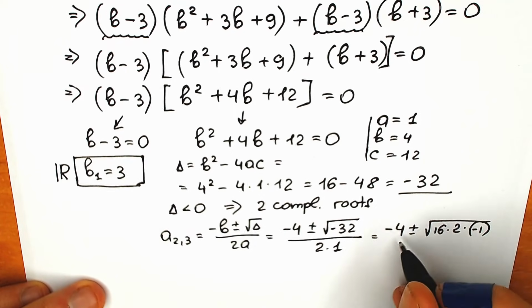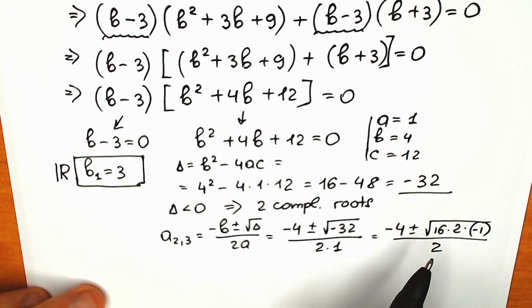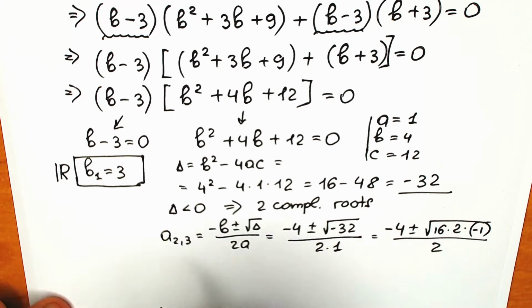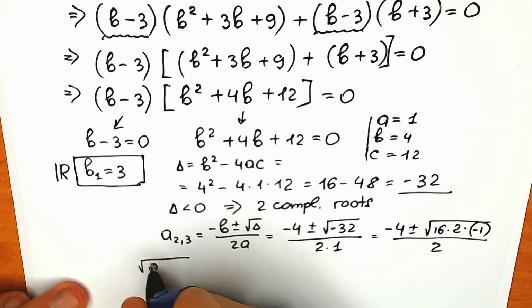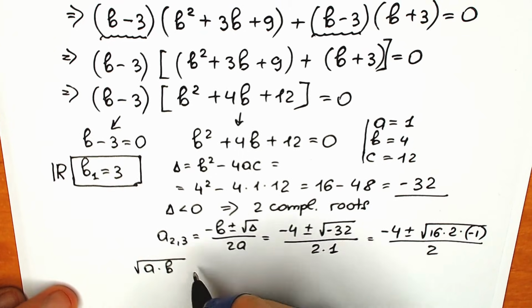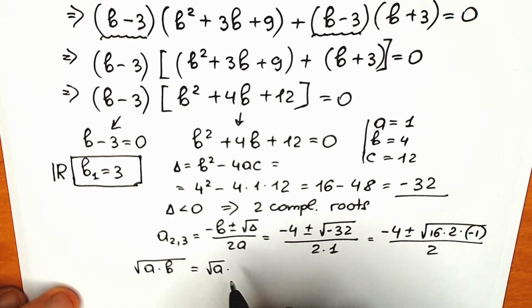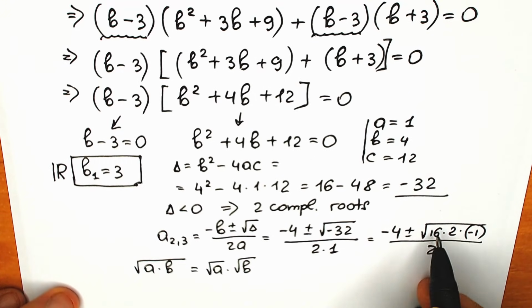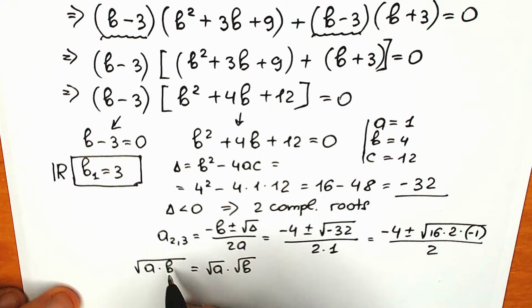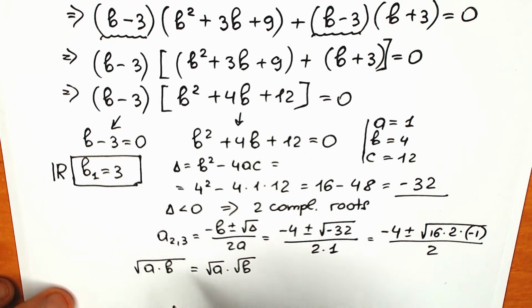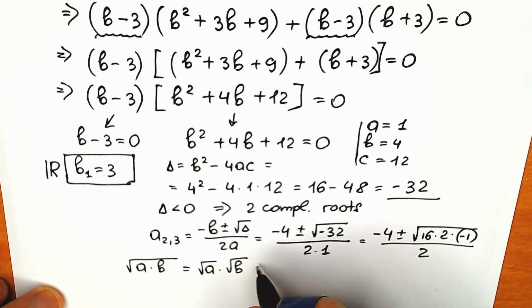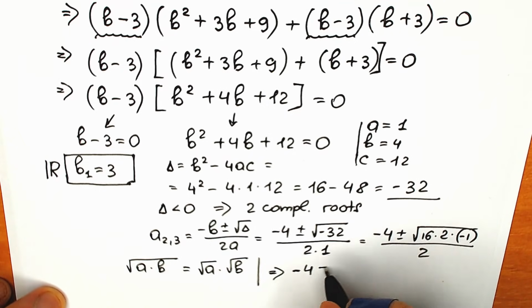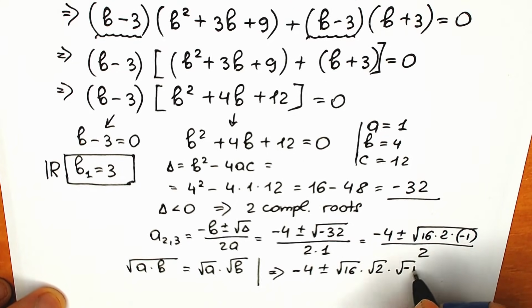This is the same thing, but from another perspective. We need to remember a really great property: when we have the square root of a times b, this is equal to the square root of a times the square root of b. Right now let's split this product. We have 3 expressions, but it doesn't matter how many expressions you have. In our question we have 3, so we can split it like minus 4 plus minus square root of 16 times square root of 2 times square root of minus 1.